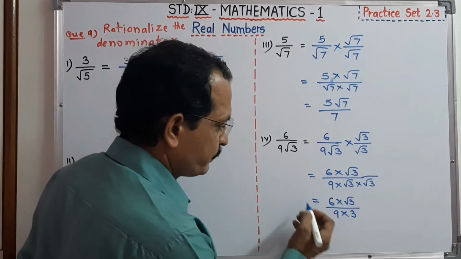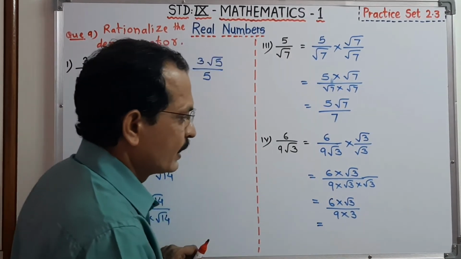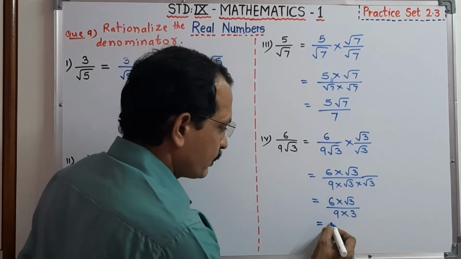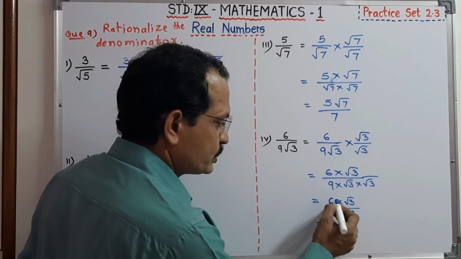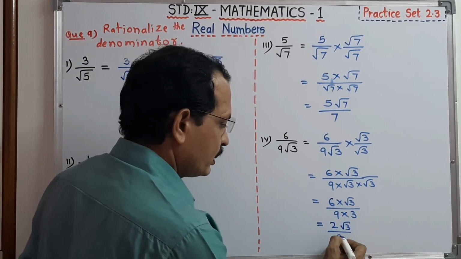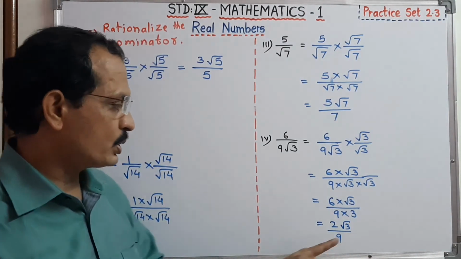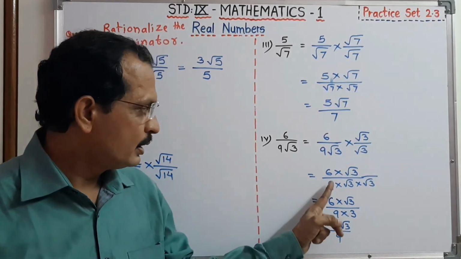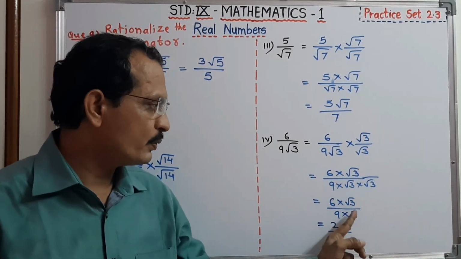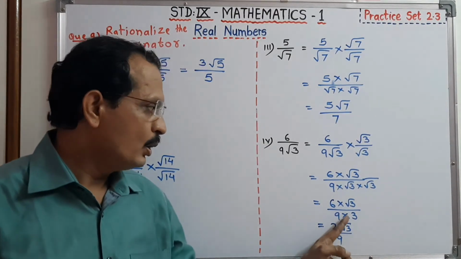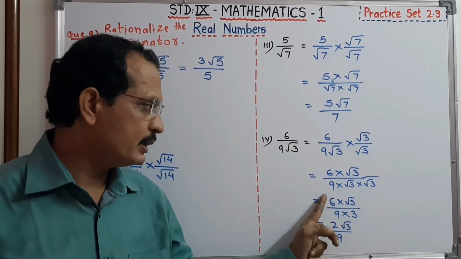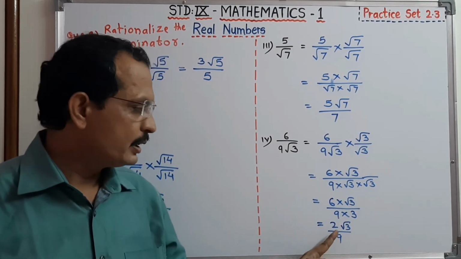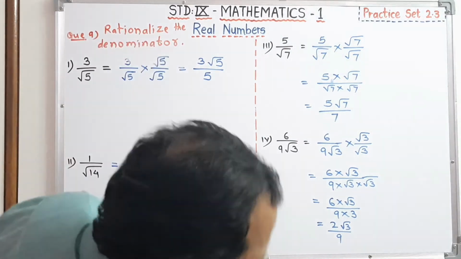Now see here, we can simplify. 3 ones are 3, 3 twos are 6, therefore it is 2 root 3 upon 9. That means 2 upon 9 root 3, that means 2 root 3 upon 9. Dear students, see here, root 3 into root 3 we get here 3. Then we simplify this, 3 ones are 3 and 3 twos are 6, therefore 2 root 3 and this 9 as it is. Therefore we get the rationalized form.